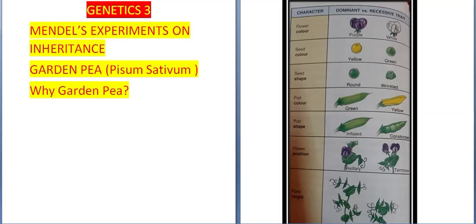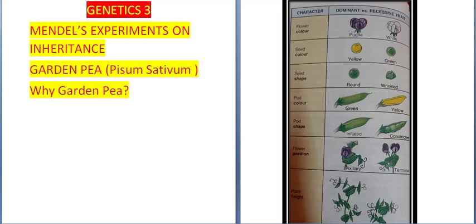Peas normally have self-pollination, but self-pollination can be prevented by removing the corresponding reproductive parts. Like from one plant, the male reproductive part, the stamen, was removed, and from the other, the female reproductive part, the carpel, was removed, and then these plants were artificially pollinated to see the results.